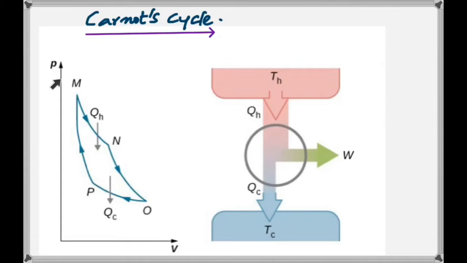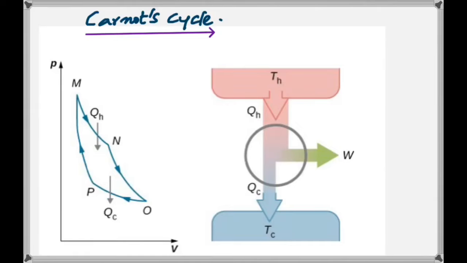So there are two isothermals. All right, go ahead. Tell me which are the two isothermals: MN and OP. Which are the two adiabatics? NO and PM. This is called Carnot's cycle.